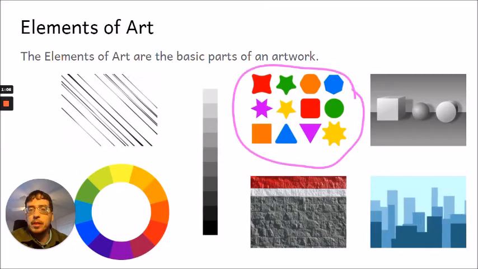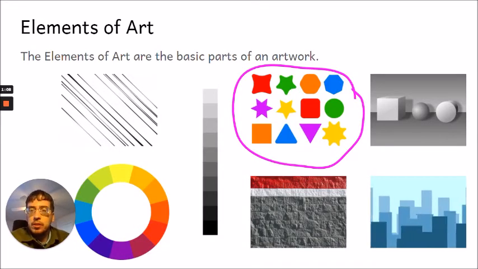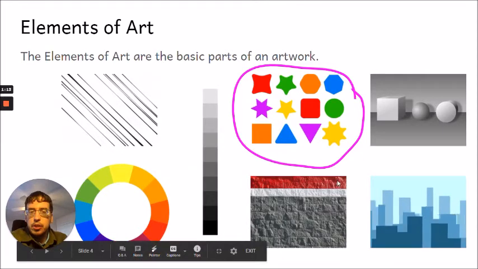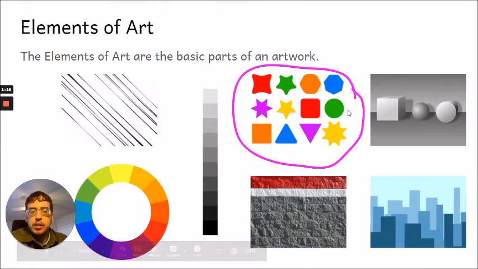Now, as a reminder, we've been talking about the elements of art. So far, we've talked about line and color and texture. This week, we're going to talk about shapes.